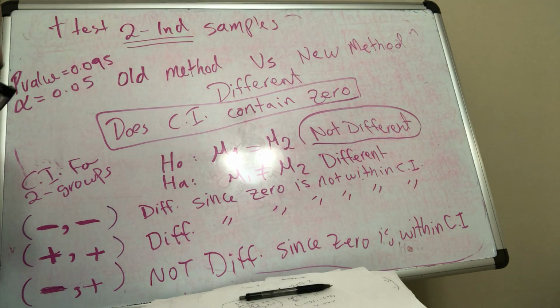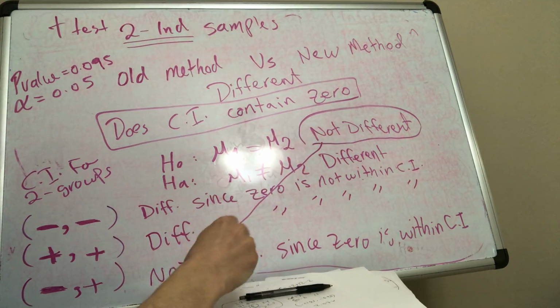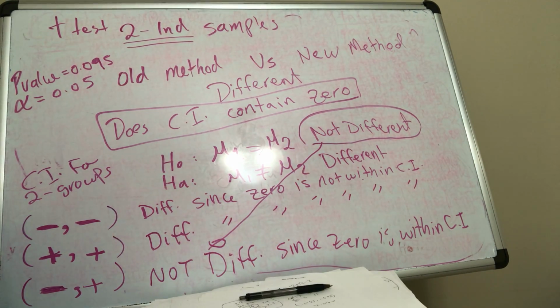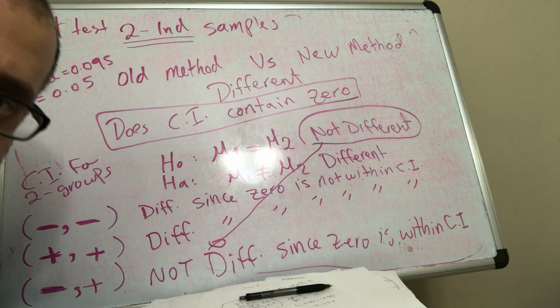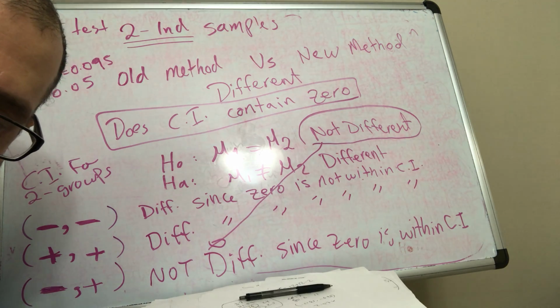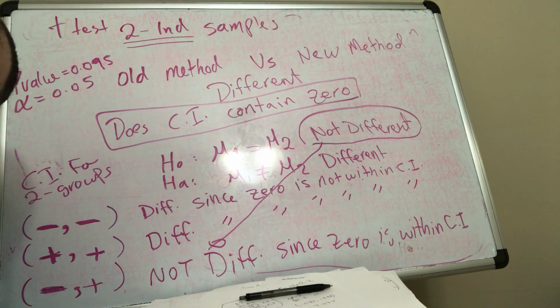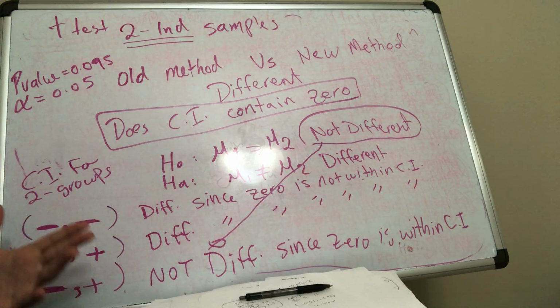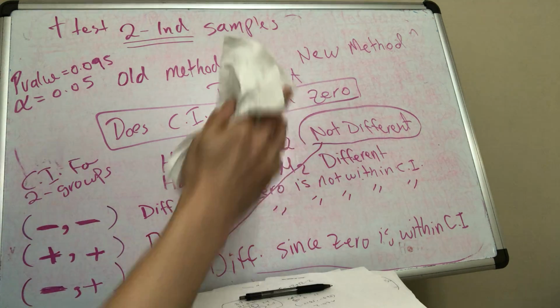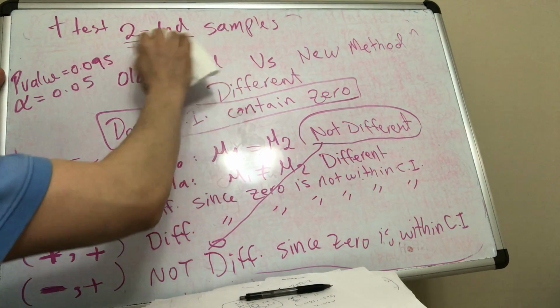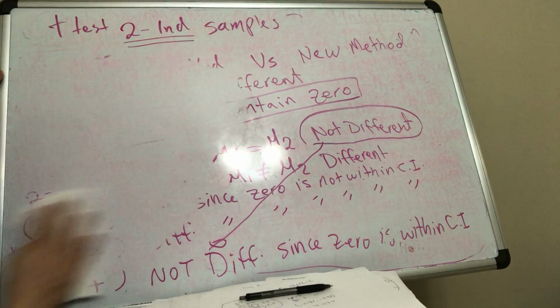So the answer is, well, we know it's not different. Would it contain 0? Of course, yes, it would contain 0, since we proved using the hypothesis that they are not different. Okay, so that's the basic idea of how to handle hypothesis and confidence interval for two-sample independent.